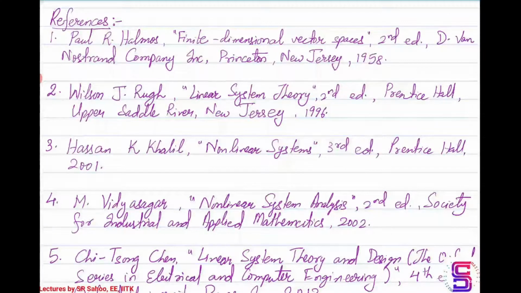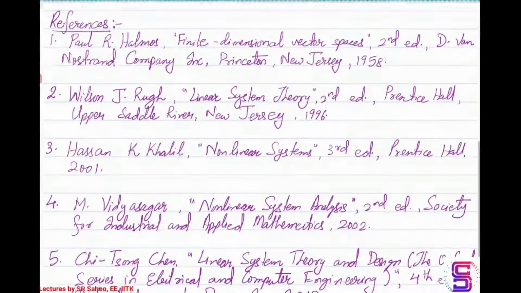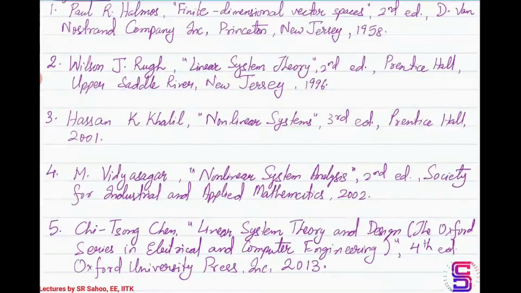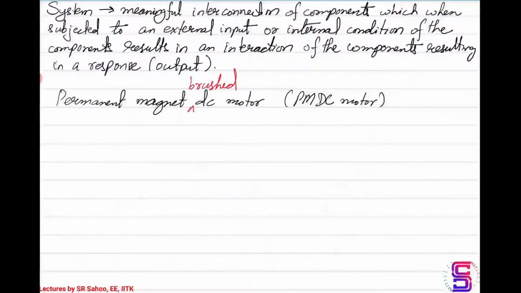What exactly do we mean when we say a system? A system is essentially a meaningful interconnection of components which, when subjected to an external input or some internal condition of the component, results in an interaction of these components, and this interaction results in a response which we call the output. Now, when I say external input, it essentially means a stimulus that has originated outside the interconnection of these components that comprise the system.